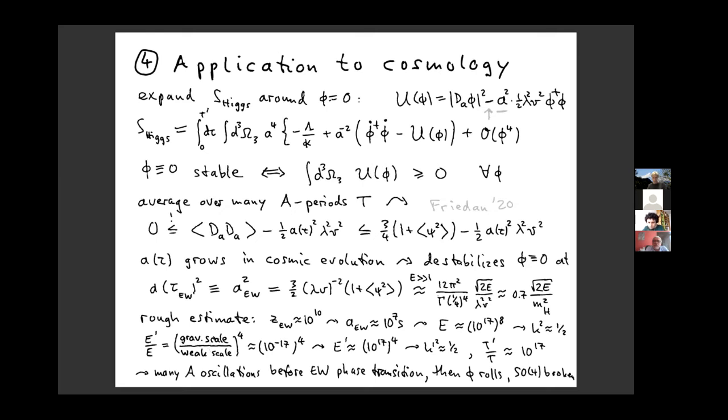And when you put in the gravitational scale and the weak scale, you get that the gauge field will oscillate about 10 to the 17 times in the lifetime T prime of the universe. So the scenario is that in a very early universe, you could have such cosmic gauge fields. They are wildly oscillating and they stabilize the Higgs potential. Eventually, when the scale factor gets big enough, it becomes destabilized, the electroweak phase transition sets in, and we go out of the SO4 symmetric sector.